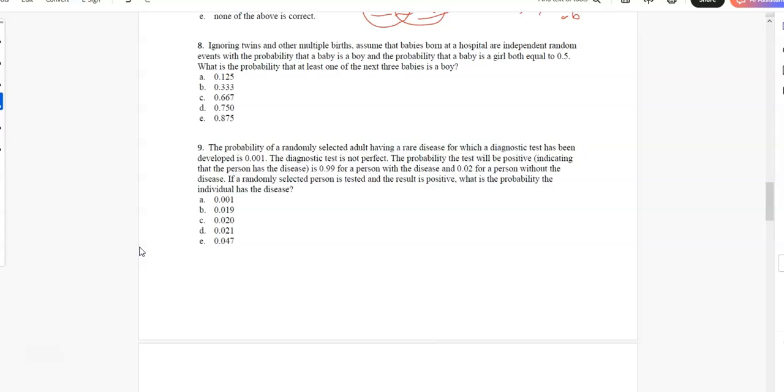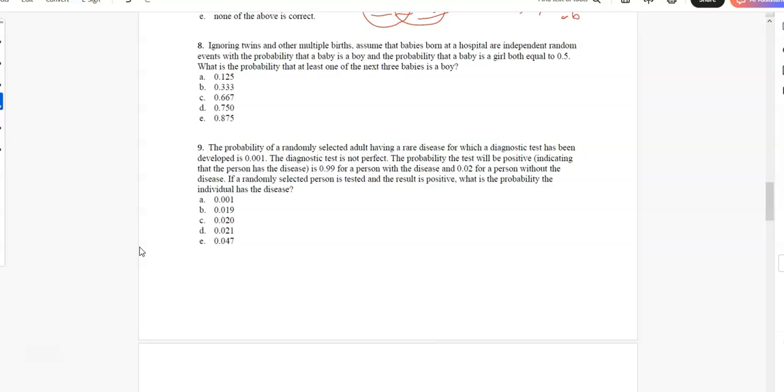Ignoring twins and other multiple births, assume that babies born in a hospital are independent random events, with the probability of a baby boy and the probability of a baby girl both equal to 0.5. What's the probability that at least one of the next 3 babies is a boy?